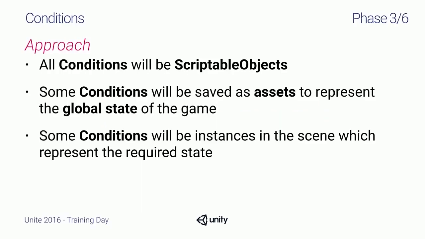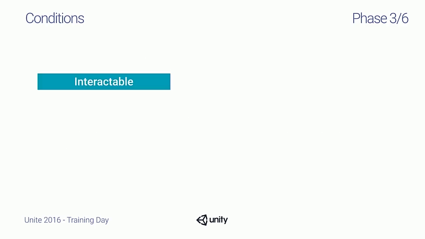So our approach is that all conditions are going to be scriptable objects. Some conditions will be saved as assets that represent the global state of the game. And some conditions are going to be scene instances in the scene, which will represent the required state. And we are going to compare these.